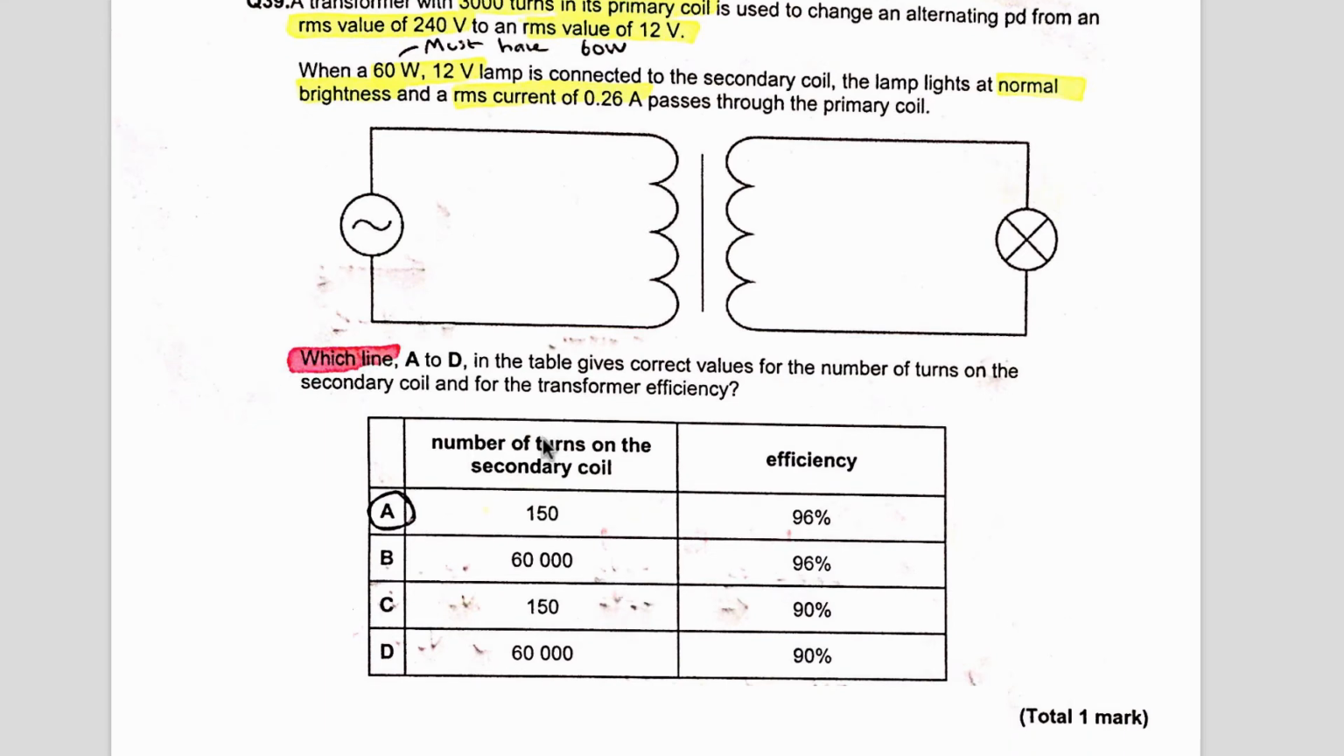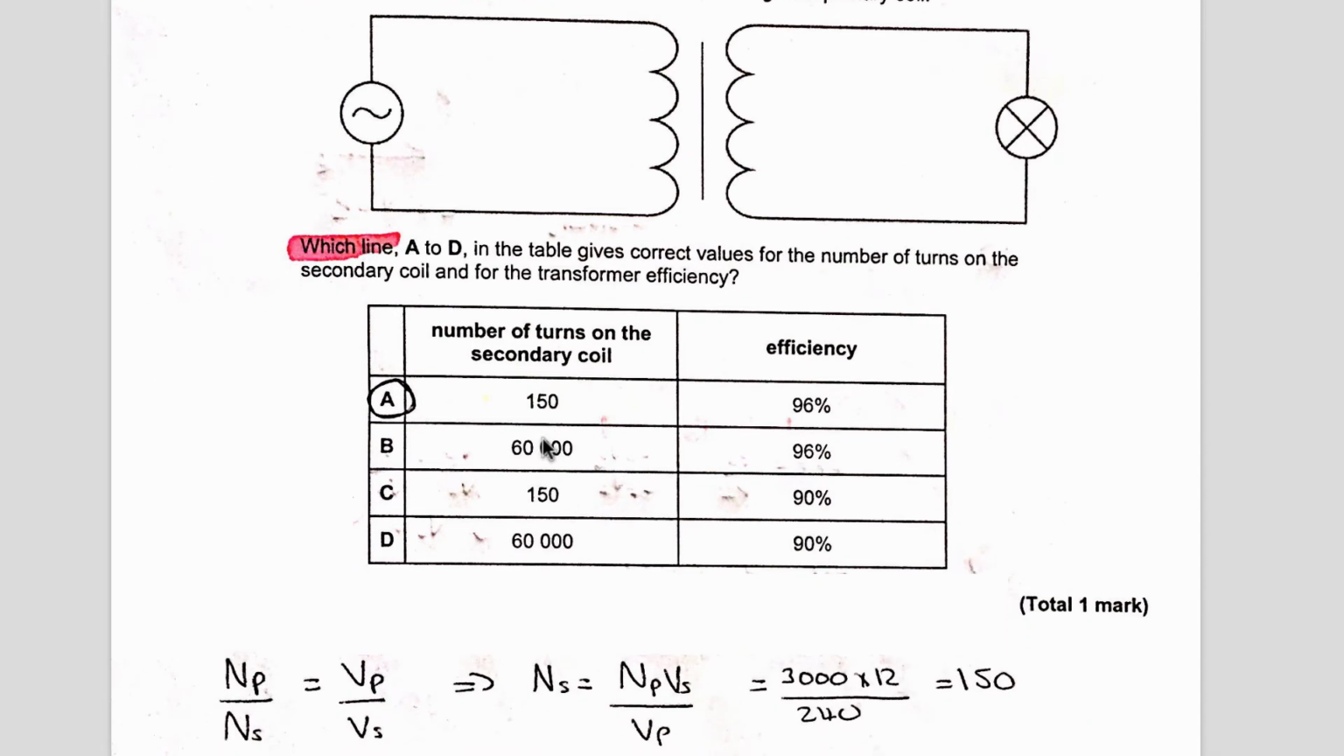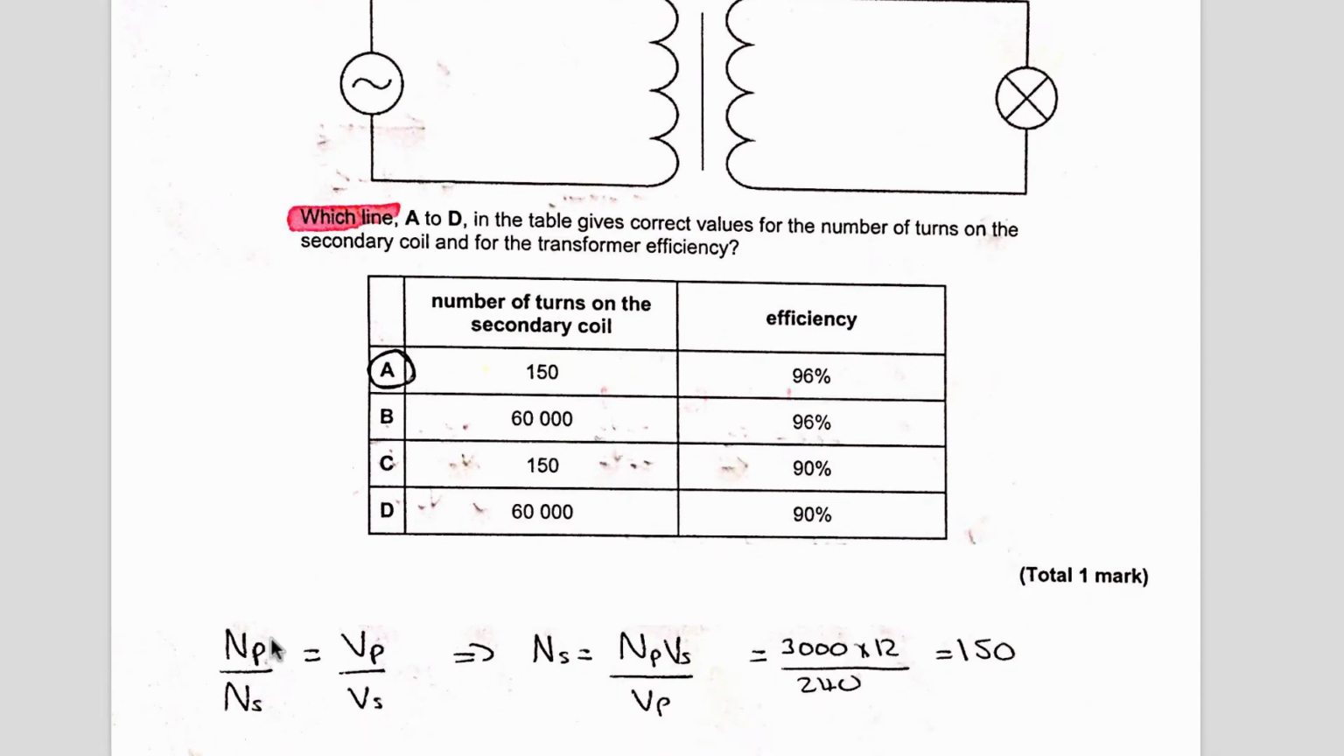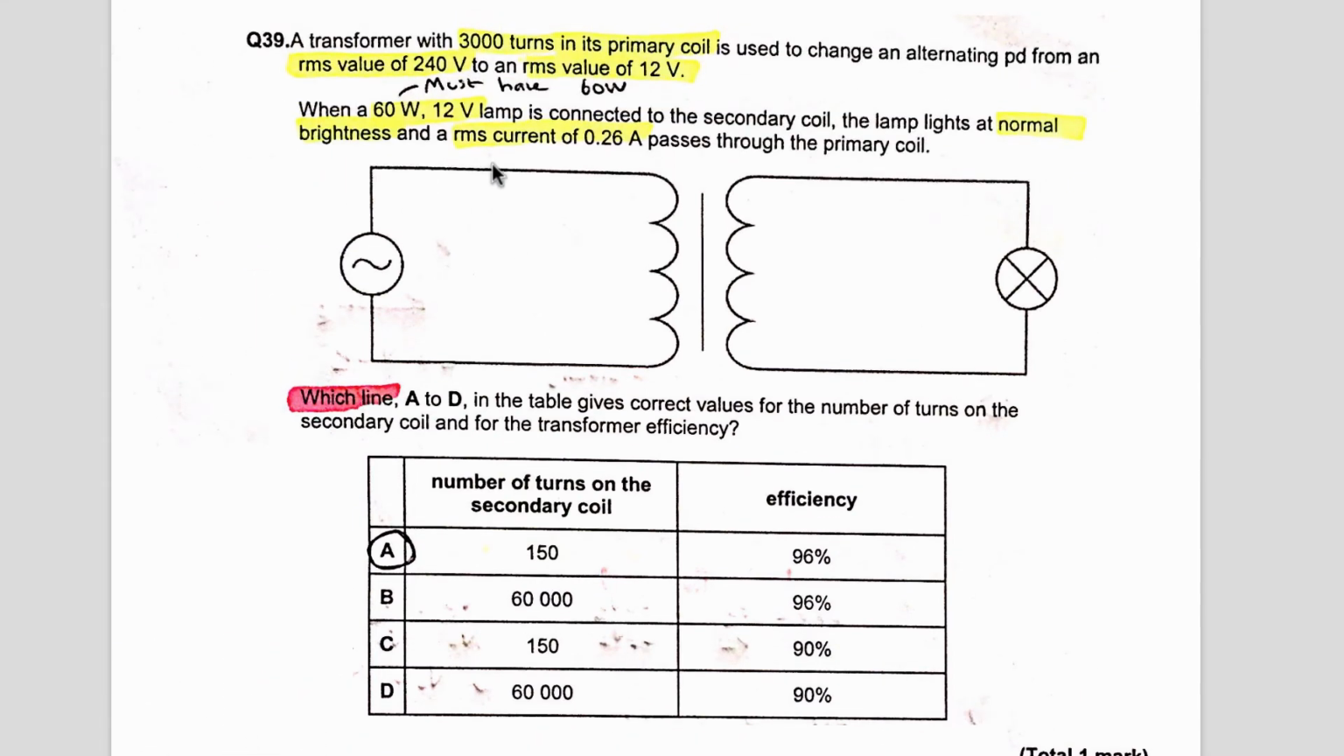First of all, in order to work out the number of turns on the secondary coil, we simply use this equation here. This is our transformer equation. If we rearrange it, then the number of turns on the secondary coil is equal to the number of turns on the primary coil multiplied by the potential difference on the secondary coil divided by the potential difference on the primary coil. If we go back and have a look at this, the number of turns on the primary coil is here, 3,000 turns.